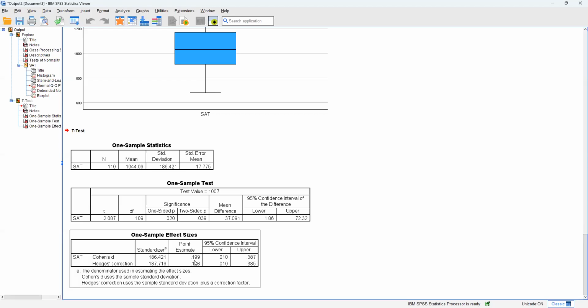So we have a statistically significant difference between Judson students who scored an average of 1044 on the SAT and the state population average SAT score of 1007. The effect size, the difference between these two groups, was small, according to Cohen's d. And that is that for the one sample t-test.